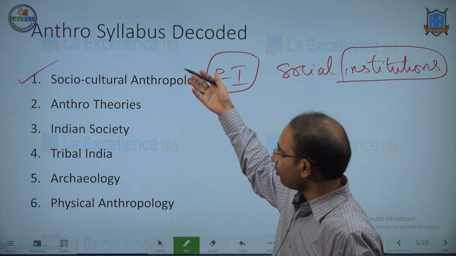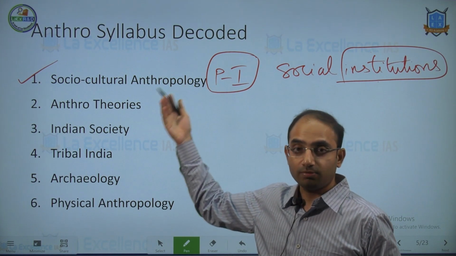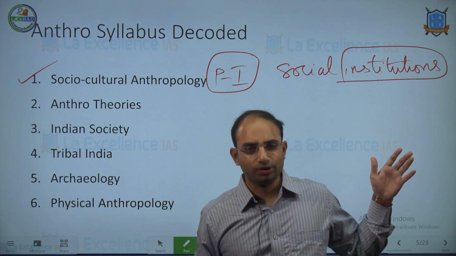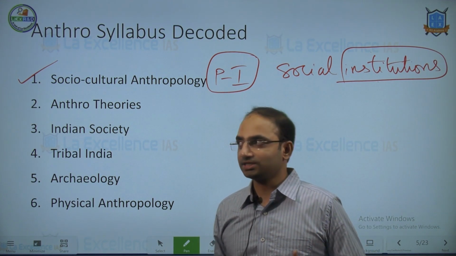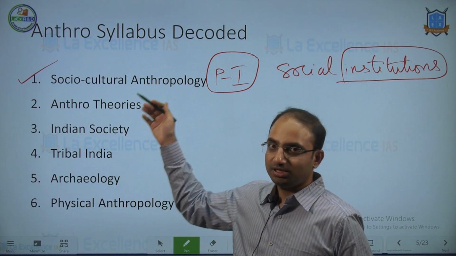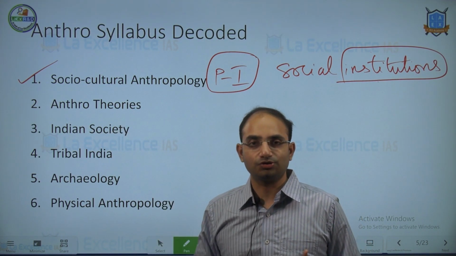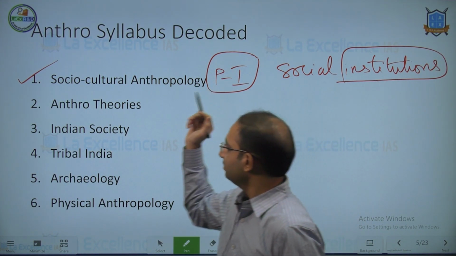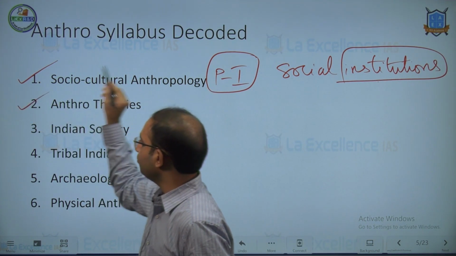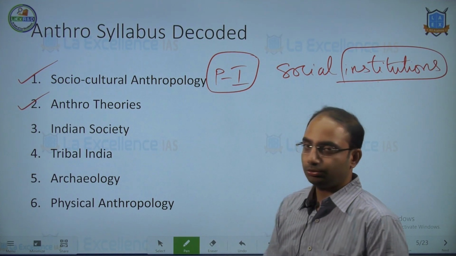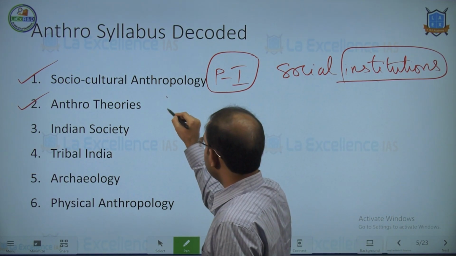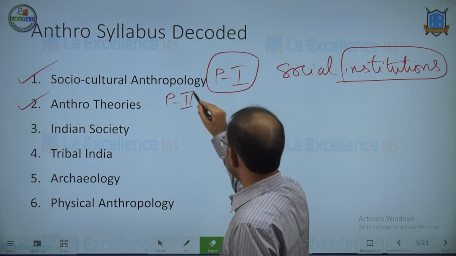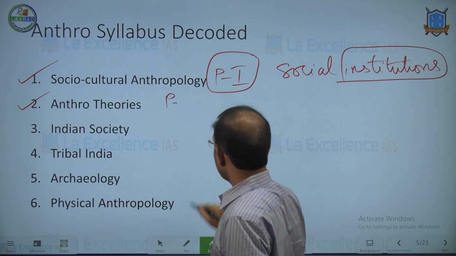And while studying the concepts in a formal way, we'll also run through various examples. We'll go through a range of examples to understand what each concept means, how each concept can be understood in a simplified manner. After studying sociocultural anthropology, we then move to the next module called anthro-theories. Anthro-theories is also part of paper 1.